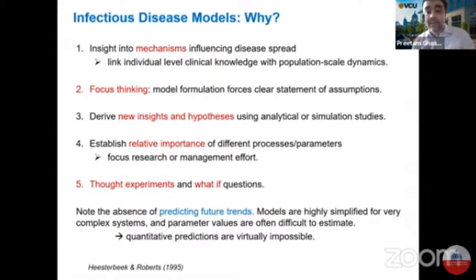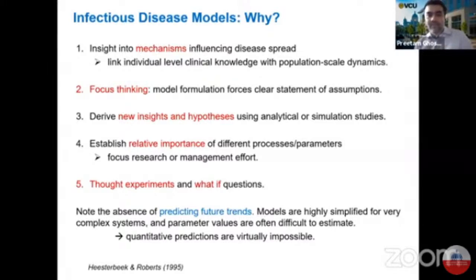It helps us derive new insights and hypotheses. It helps us in thought experiments and what-if kinds of questions. So once you have a simulation in place which has been trained based on infection data sets and other factors, you can now use it to predict the peak in the future, right? And based on that, you can tailor a lot of your COVID-19 related policies as well. So what-if types of questions can be answered based on these types of modeling and simulation studies. It also establishes the relative importance of different processes and parameters.